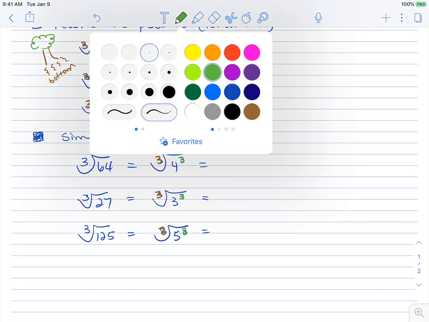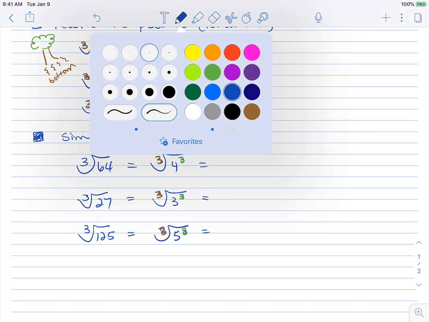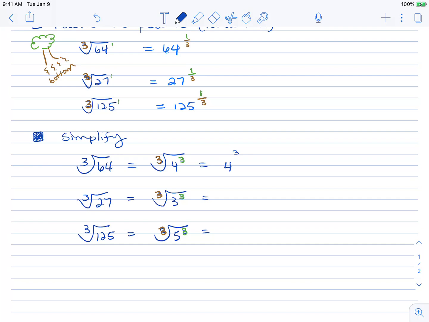When I rewrite this, I have 4 to the 3 over 3, 3 to the 3 over 3, and 5 to the 3 over 3. Well, 3 over 3 is just 1. So this is 4 to the 1, 3 to the 1, and 5 to the 1, which is really just 4, 3, and 5.